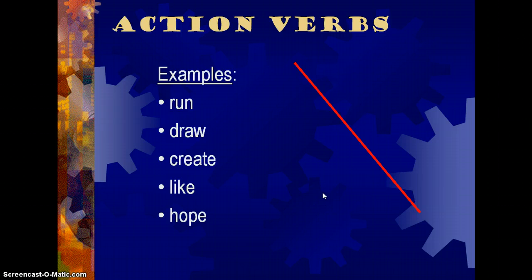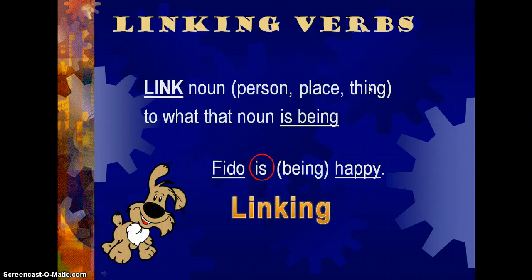Action verbs, here are some examples. Run, draw, create, like, hope. These are all things that you can do. I can hope, I can like things, I can create things that you can do.